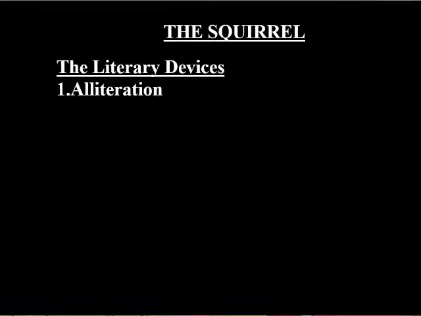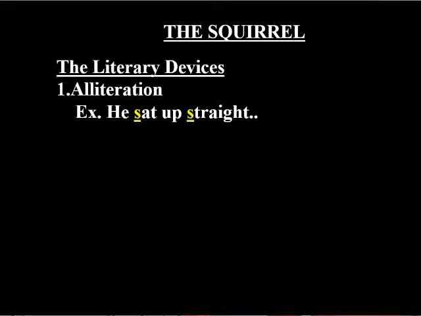So alliteration. Alliteration is the repetition of consonant sound in the beginning of the words. For example, here in your poem, in the third line, we see he sat up straight, right? So in the words sat and straight, you see the s sound is repeated. So this is an example of alliteration.